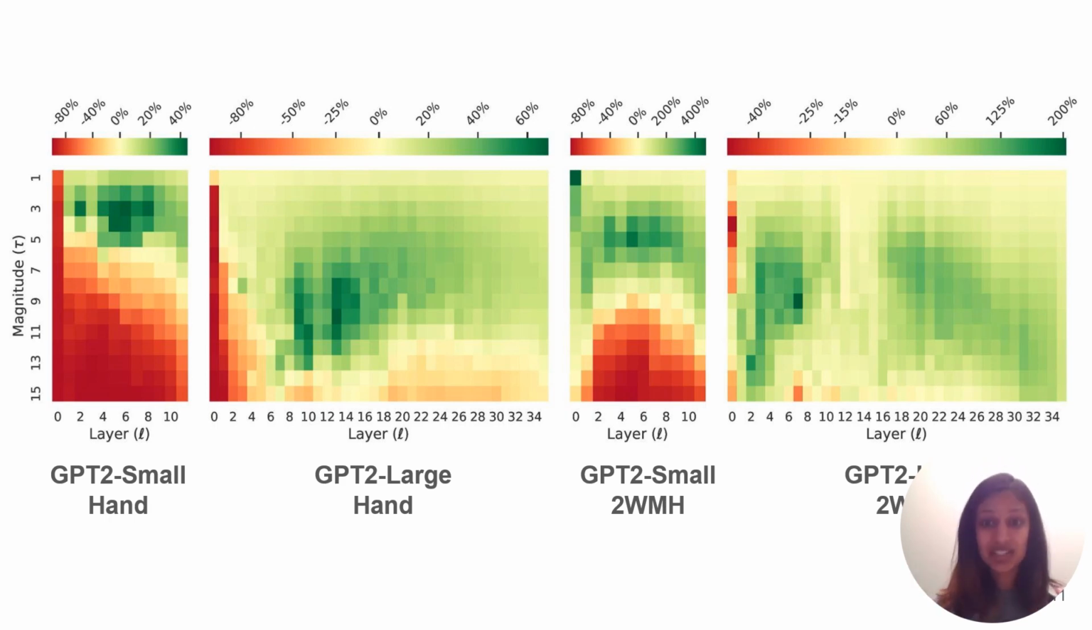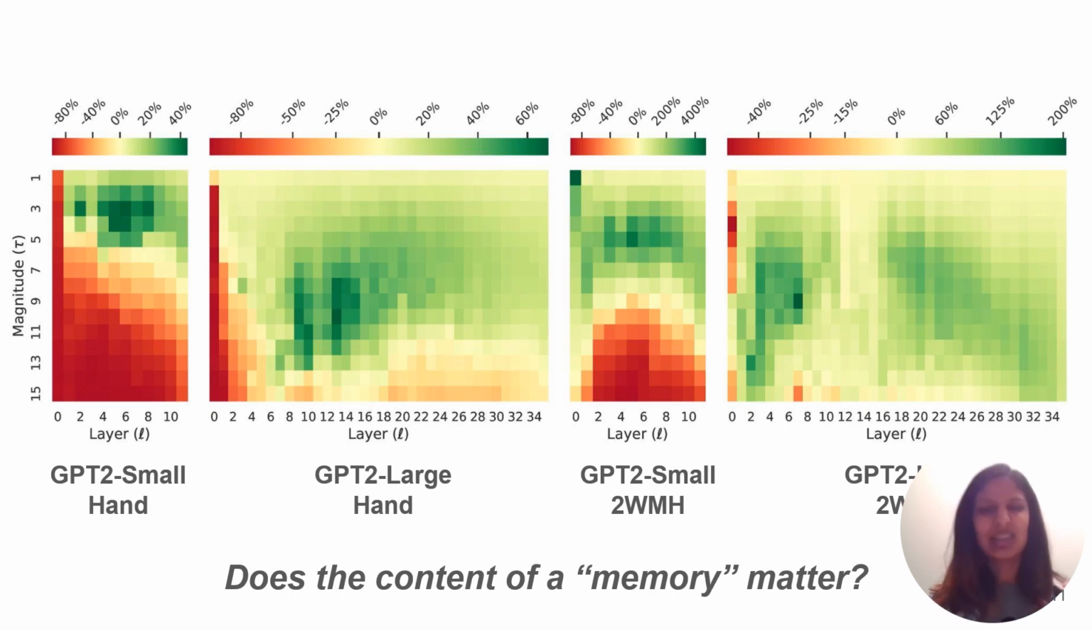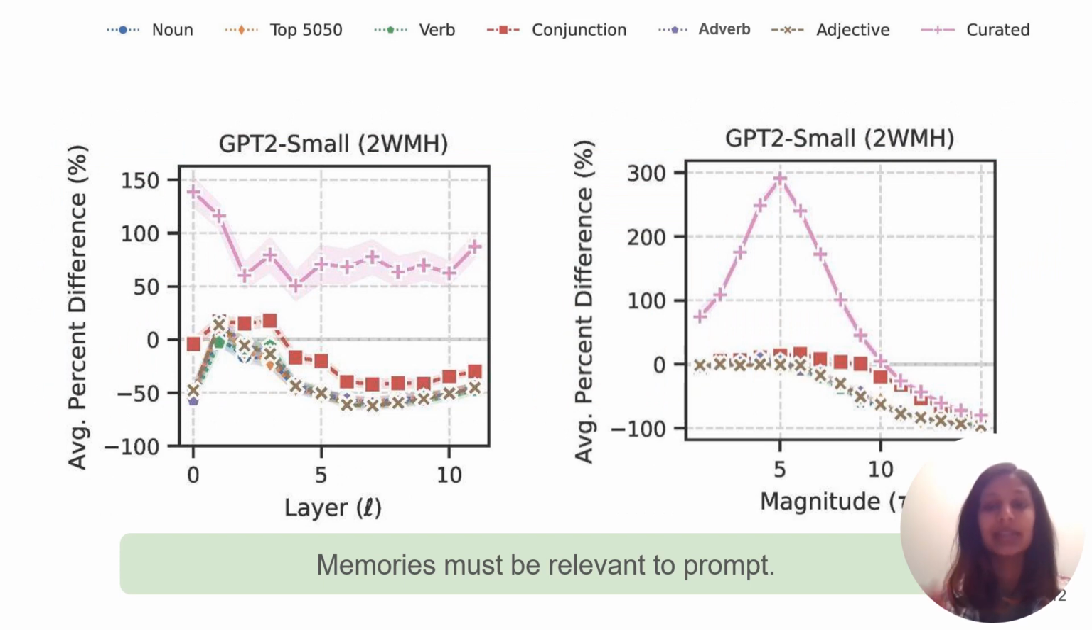So now that we're getting this positive signal that memory injections can be done somewhat reliably if you localize the correct location and the correct size of the injection, the next big question is, does the content of that memory matter? The answer to that question is yes, the content of a memory does matter. That is what we show on this slide via an example using GPT-2 small on our programmatically generated 2-wiki multi-hop dataset. What we're visualizing here is the model's performance on memories from various parts of speech compared to curated memories.